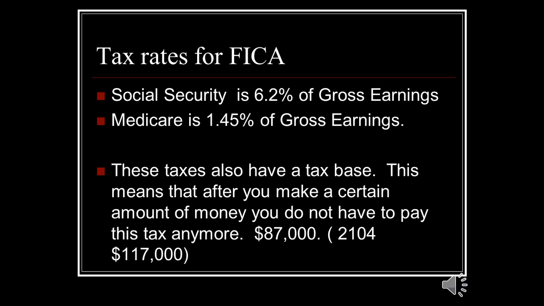Social Security is 6.2% of gross earnings. Medicare tax is 1.45% of gross earnings. Now, we'll talk about tax bases later on, but you'll notice that in the textbook the tax base is 87%, and in 2014 it was $117,000. So we'll come back to that later on when we start to figure that out. But what we do when we're calculating this is we calculate the gross earnings times 6.2%, and Medicare is 1.45% of the gross earnings.